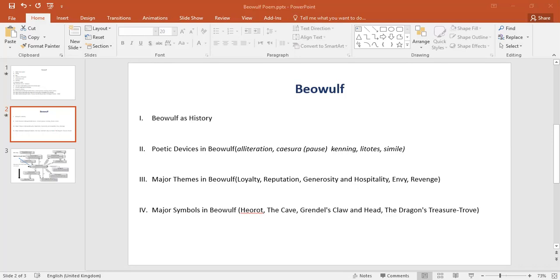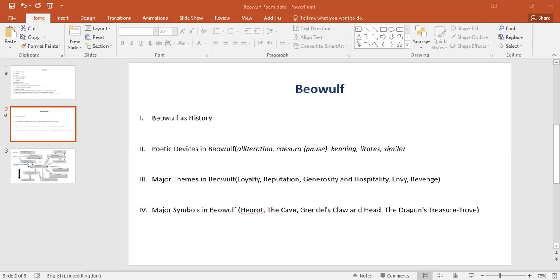Okay, and you can further study cave symbols in detail. I will share the notes, but you have to know that caves, especially in this poem, symbolize darkness or the heritage of those Grendels, okay, which are associated with black magic, demons, and ancient runes, and hell. So these are the different ideas, okay, which are symbolized by the cave.